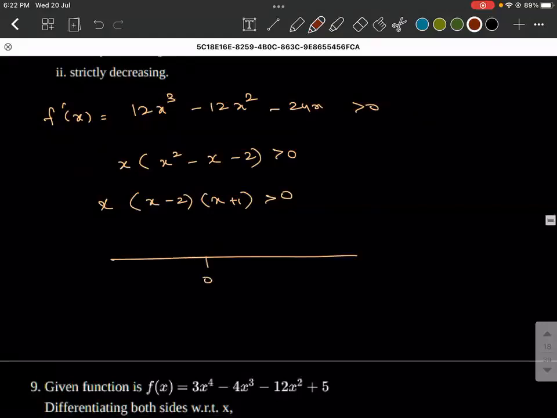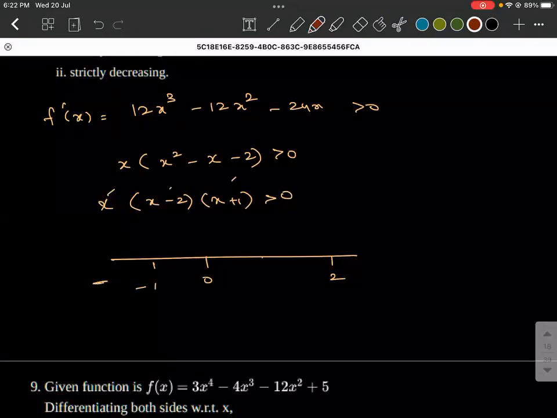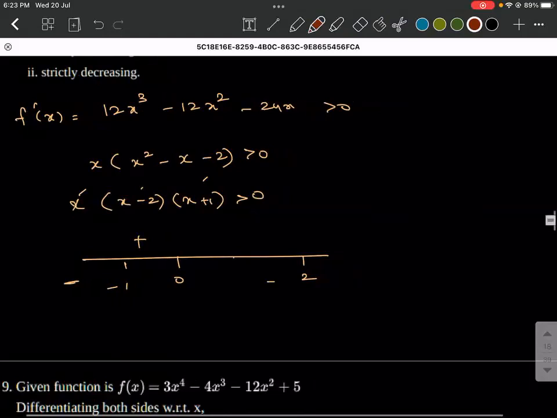What are the checkpoints? Minus 1, 0 and 2. So on the left of minus 1, what will happen? Negative, negative, negative. So here it is negative. Between minus 1 to 0, positive. Between 0 to 2, negative. Greater than 2, positive. So where all is the value positive?